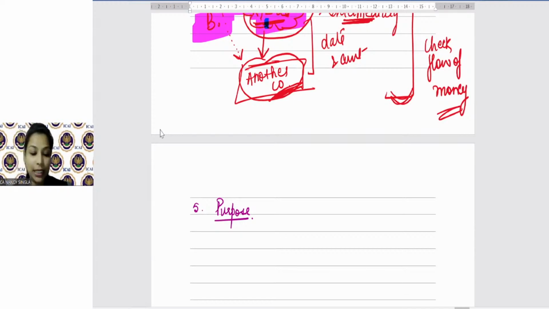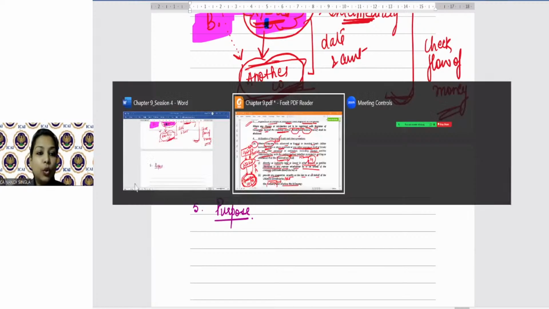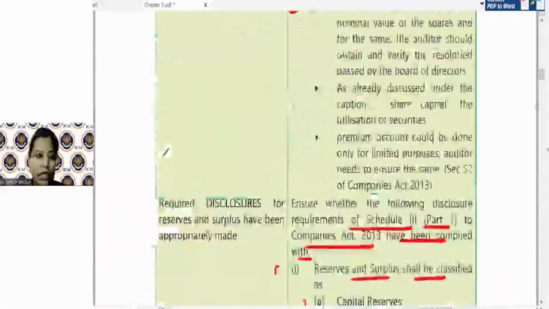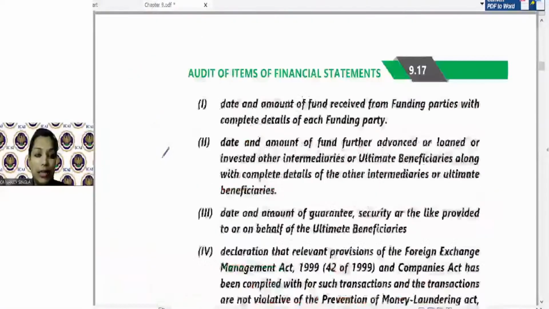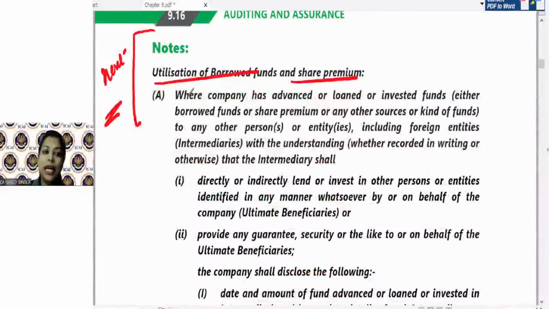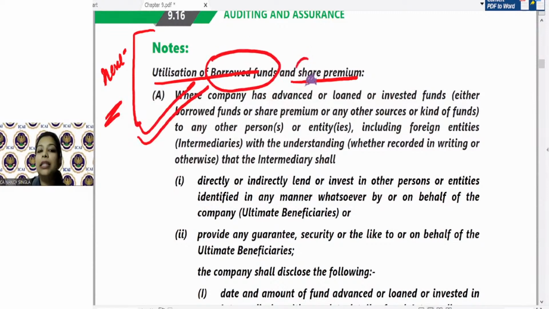ठीक है. So quickly I'll proceed further once you will give me a thumbs up that you have understood these notes. Very, very important. I'm repeating it again. ठीक है. Now see, with respect to share capital, these notes are given, and I told you that these are as it is the same. And why these are given here also? Because ये borrowed funds की भी बात करते हैं, share premium की भी बात करते हैं. ठीक है. So these are the same notes.